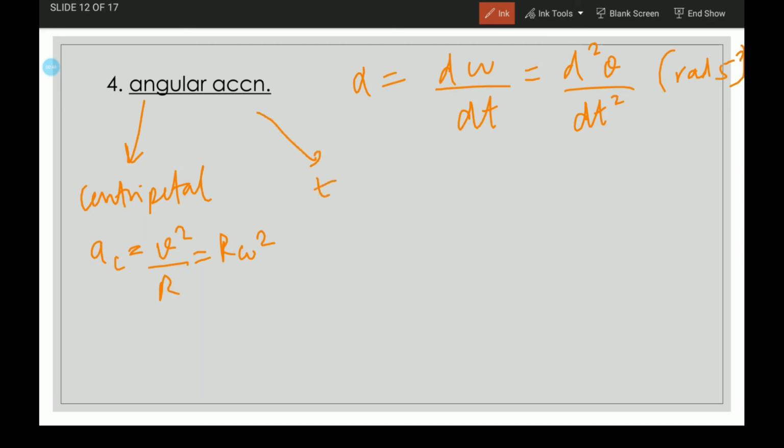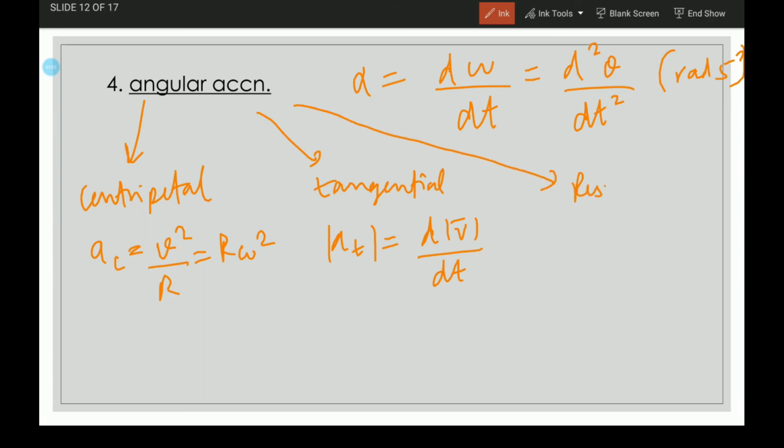Second is the tangential acceleration. Now, the tangential acceleration is equal to the change of speed with respect to time, the change of magnitude of velocity with respect to time. And the third is the resultant acceleration.